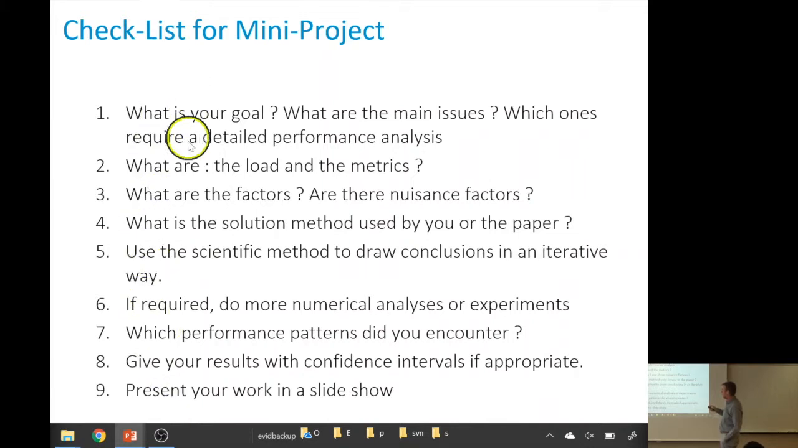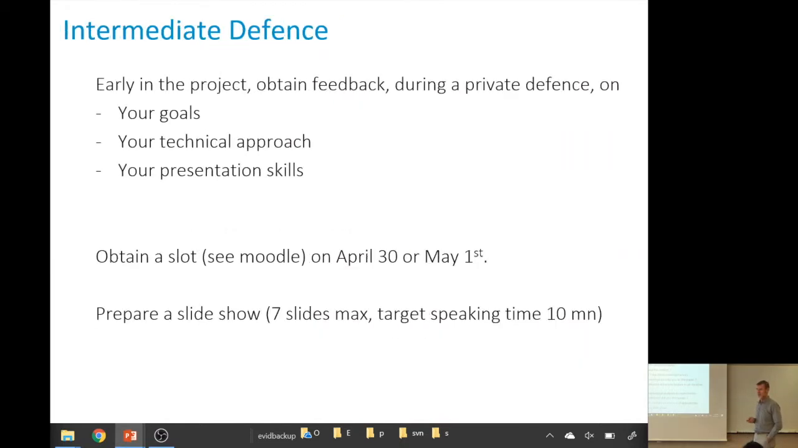So questions 1 to 4, you should be clear on that now. If that is not yet the case, think about it, talk to me if there's a problem. That's the things I want to hear from you after Easter, before really starting the project. So that's the intermediate defense that I mentioned.